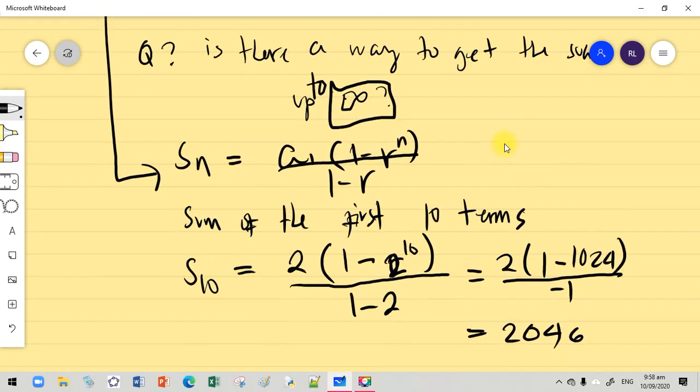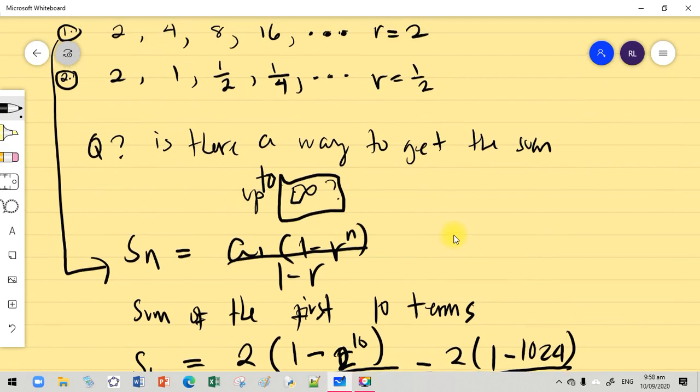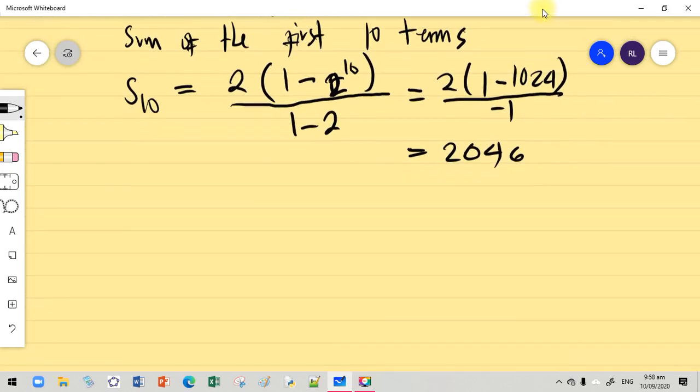For number 2, the question is again: is there a way to get the sum of all the terms of the sequence number 2, basically up to infinity? Okay, so look at this. Let's take a look at the behavior of the number 2 sequence: 2, and we know that r for that sequence is 1/2, so that becomes 1, then 1/2, then 1/4.